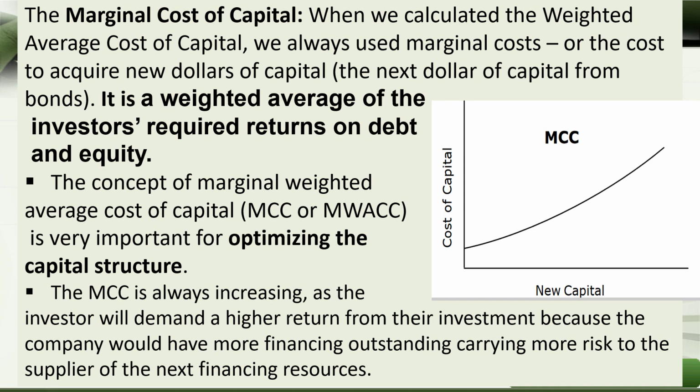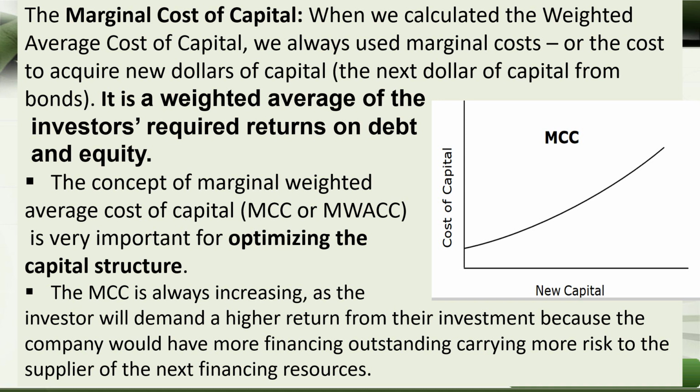The marginal cost of capital. Marginal, it is a weighted average of the investors' required return on debt and equity. What does that mean is, when we add one more dollar, that is how the calculation has to be checked. So when we calculated the weighted average cost of capital, we always used marginal cost actually, or the cost to acquire new dollars of capital. When we add one more dollar, what will be the cost? What will be the change in the cost? What will be the additional cost? So that is the marginal cost of capital.